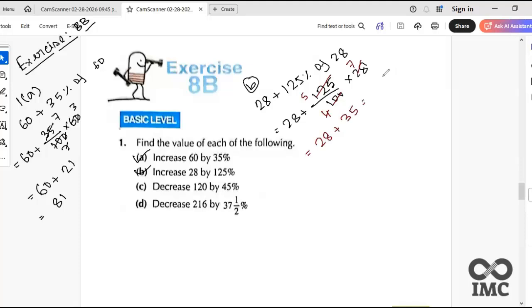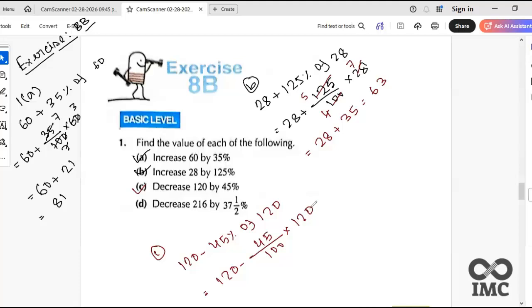So what will you get? 8 plus 5 is 13. We have 1. 4 plus 2 is 6. 63. Now number C. Number C says decrease 120 by 45%. So 120 minus 45% of 120. So what will you get? 120 minus 45% means 45 by 100 multiplied by 120.